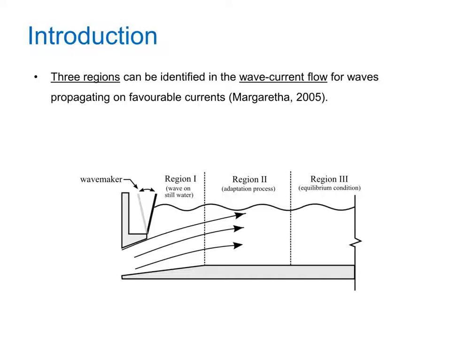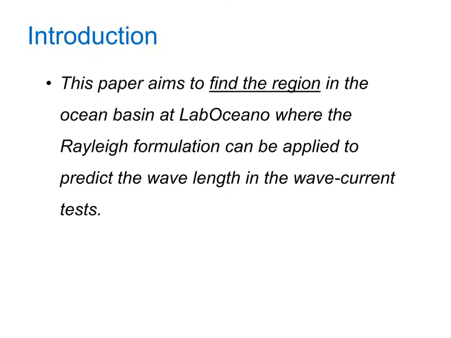Considering the wave and the current propagating in the same direction, three regions can be identified in the wave current flow according to Margareta in 2005. In region 3, the equilibrium condition is reached, and the wavelength agrees with the wave-current dispersion relation, obtained from the solution of a Rayleigh equation.